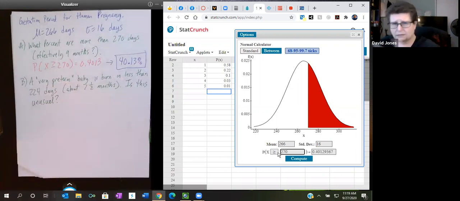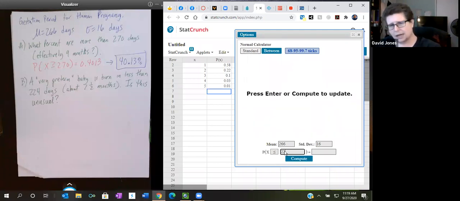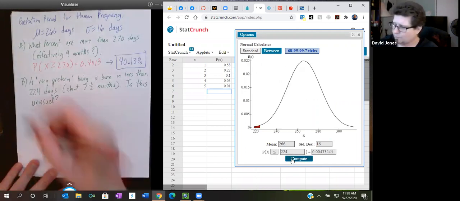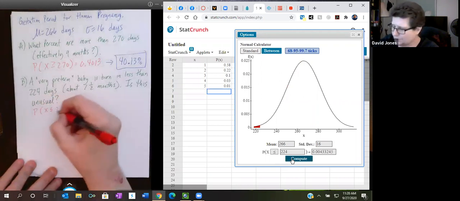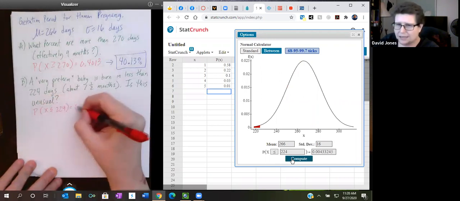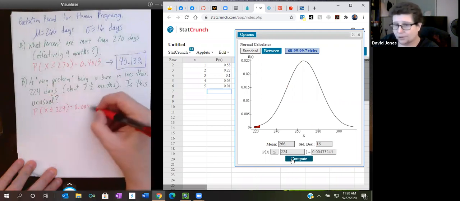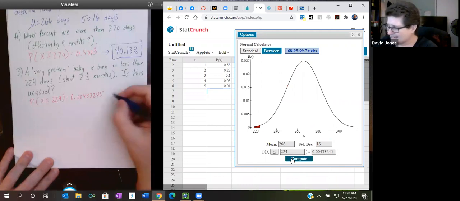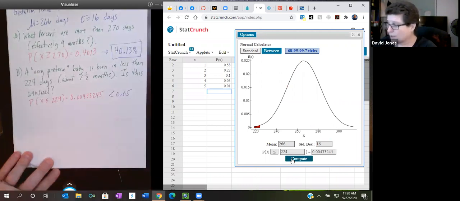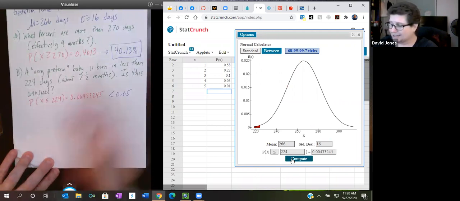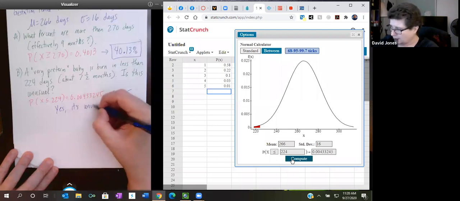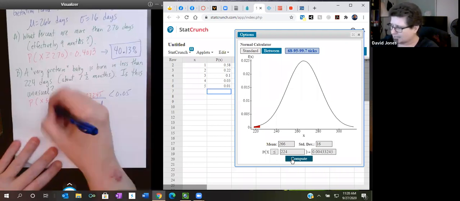So let's check it out. We have our mean and standard deviation. We want to look at less than 224. I'll update that in there. And I get the probability that x is less than or equal to 224 is 0.0043325. This is less than 0.05. Actually, it's quite a bit less. So the answer is yes, it's unusual. They didn't actually ask for the score. They just asked if this is unusual.